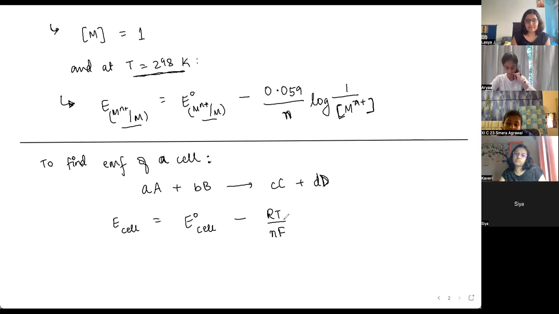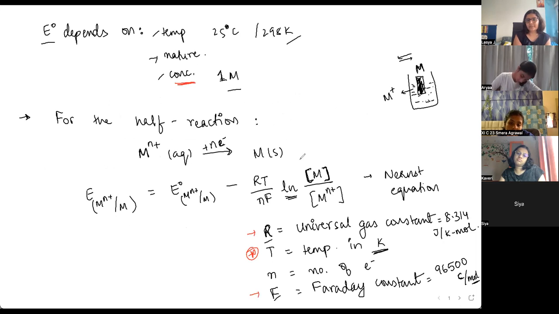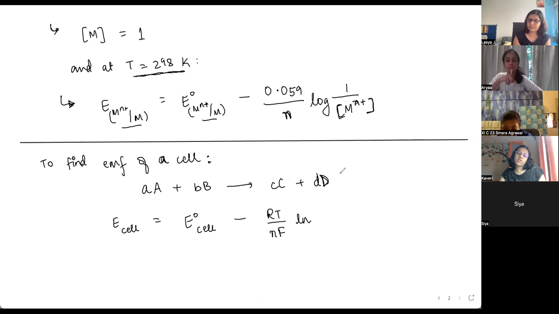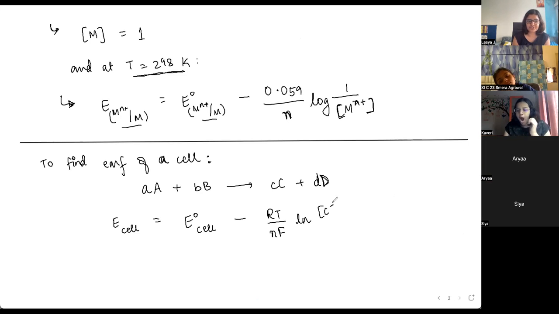Okay, so when you have this same thing, RT by NF, for the half cell we had product upon reactant, right? Here also it will be the same thing, product upon reactant. So here the product will be concentration of C raised to the power c, concentration of D raised to the power d, upon concentration of A raised to the power a, concentration of B raised to the power b.